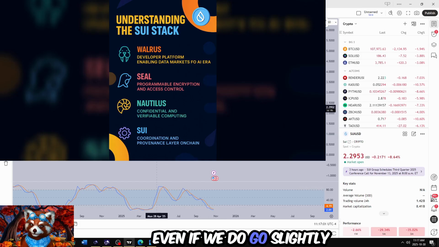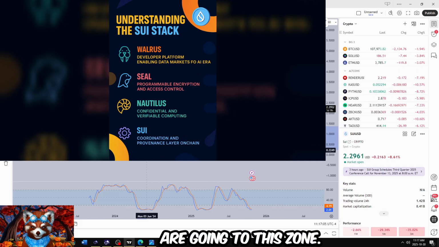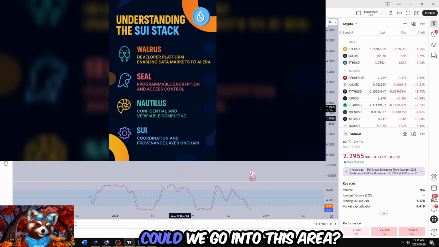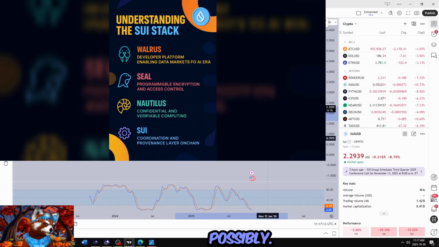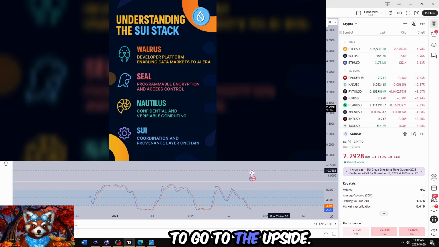Even if we do go slightly lower, I don't think we are going to this zone, right? This is a scary zone. I don't think we're going there. Could we go into this area, this zone? Possibly. But then we will start hoping to go to the upside.